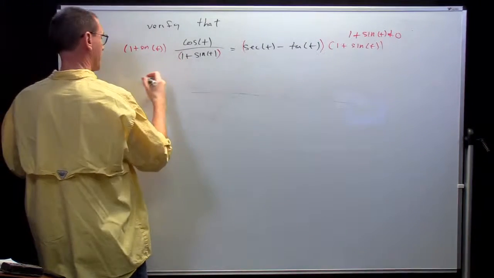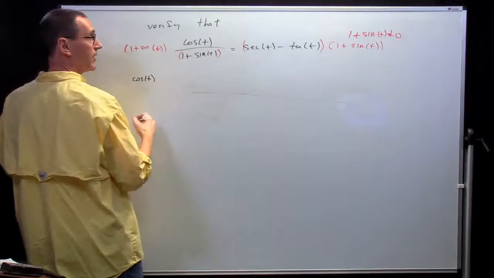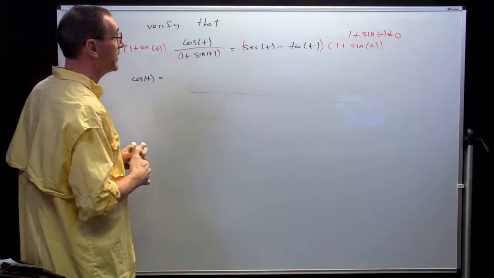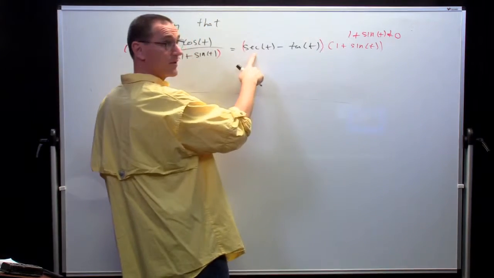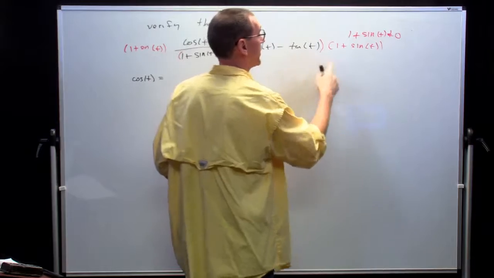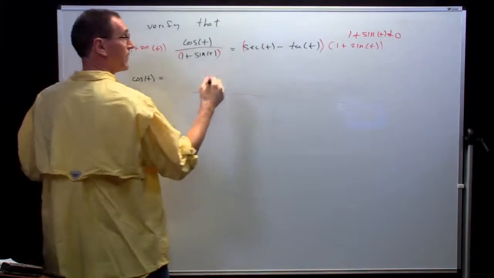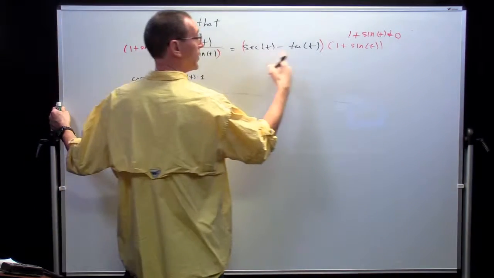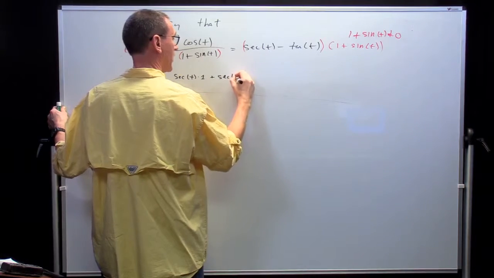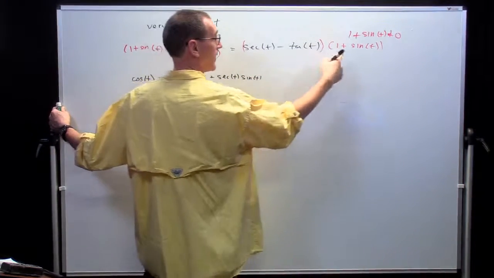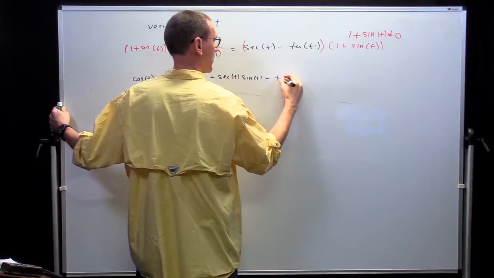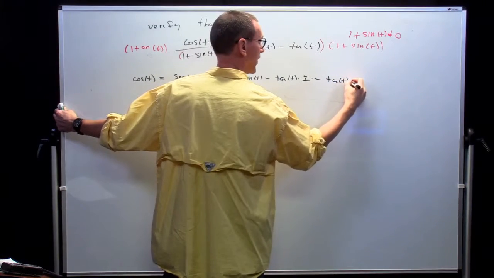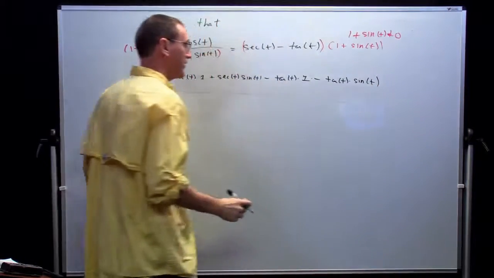If I do that, this cancels with this. I get cosine of t. Okay, now I'm going to FOIL this out and basically just try to expand this all out, and then eventually I'm going to turn this into 1 over cosine, the sine over cosine, and see what cancels. So my first step is this is going to be secant times 1 plus secant times sine. So I'm distributing that from there to there. It's going to be minus tangent of t times 1 minus tangent of t times sine of t.